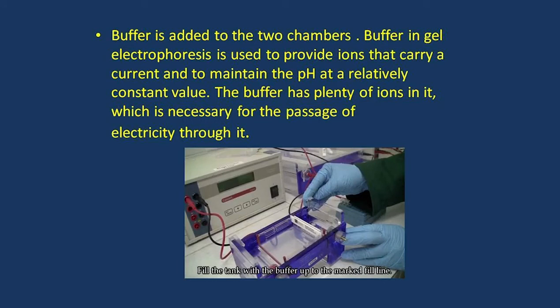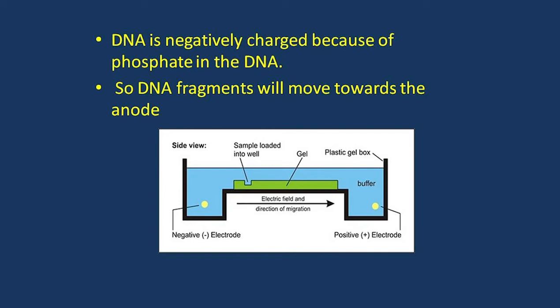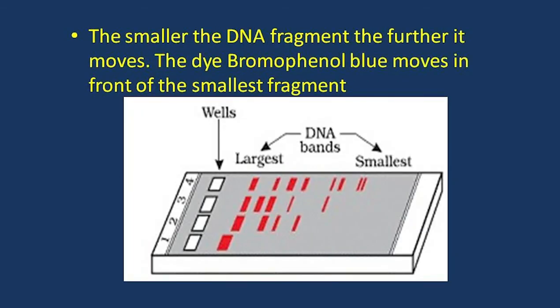Buffer is added to the two chambers. A buffer is added because it provides ions that carry a current through the gel. It also maintains the pH inside the chamber. The apparatus is then connected to a power supply and current is passed through the gel. DNA is negatively charged because of phosphate in the DNA, so the DNA fragments will move towards the positive electrode or anode. The smaller the DNA fragment, the further it moves. The bromophenol blue moves in front of the smallest DNA fragment. So the largest fragment will be near the wells and the smallest fragment will be near the anode.